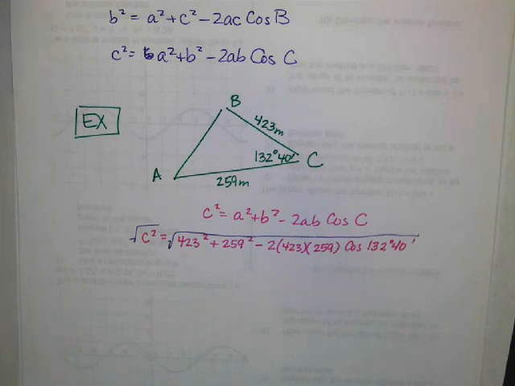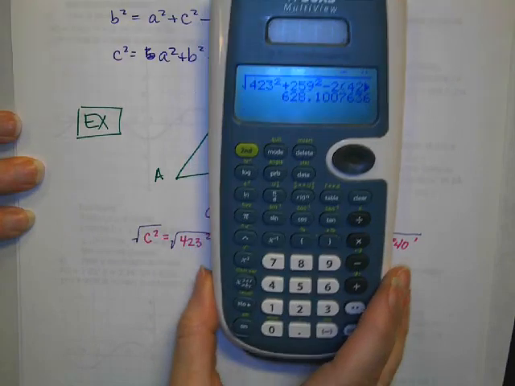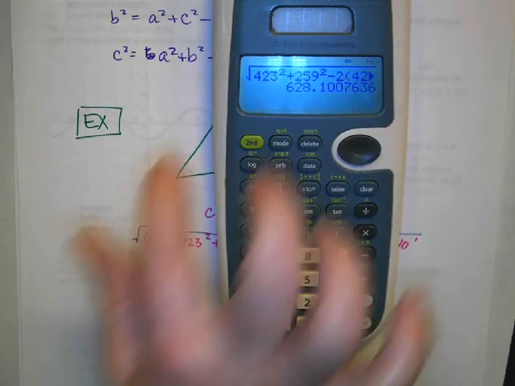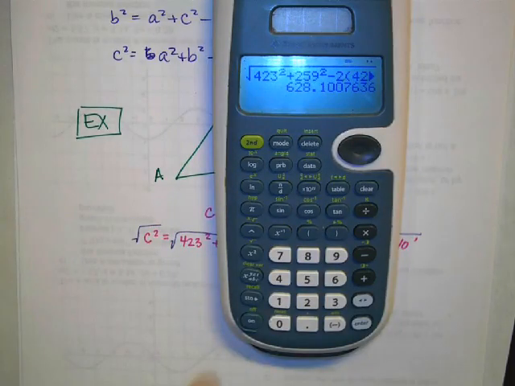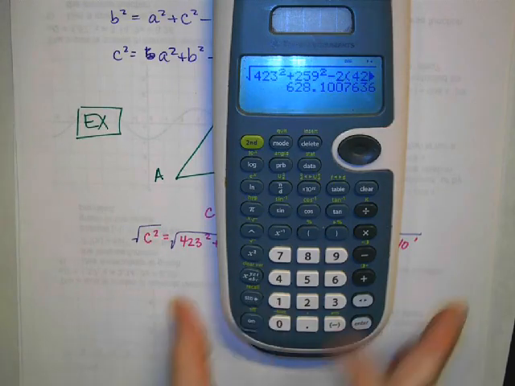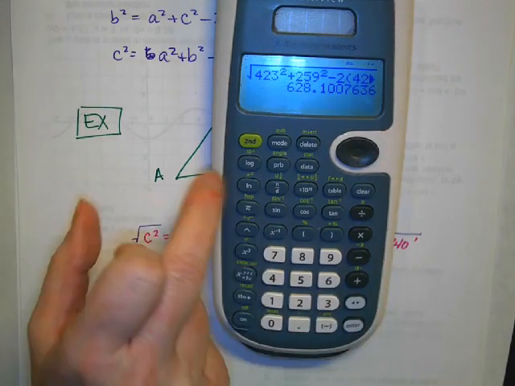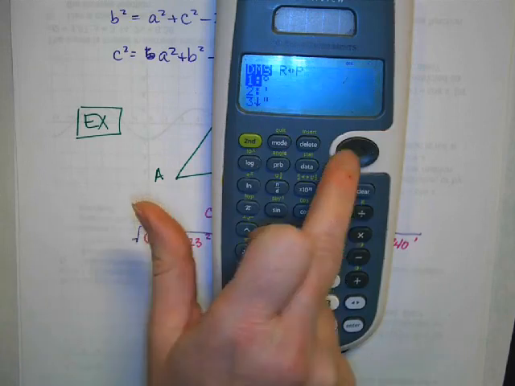Make sure that you're in degrees. So I literally just typed the whole thing in, square root of all that stuff, typed it just like it was written. And I get that, which I guess I need in degrees and minutes, so I just want to convert it.